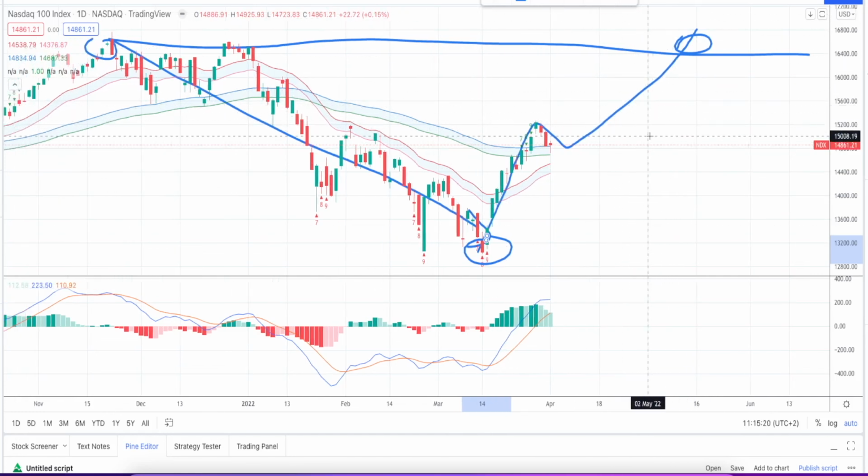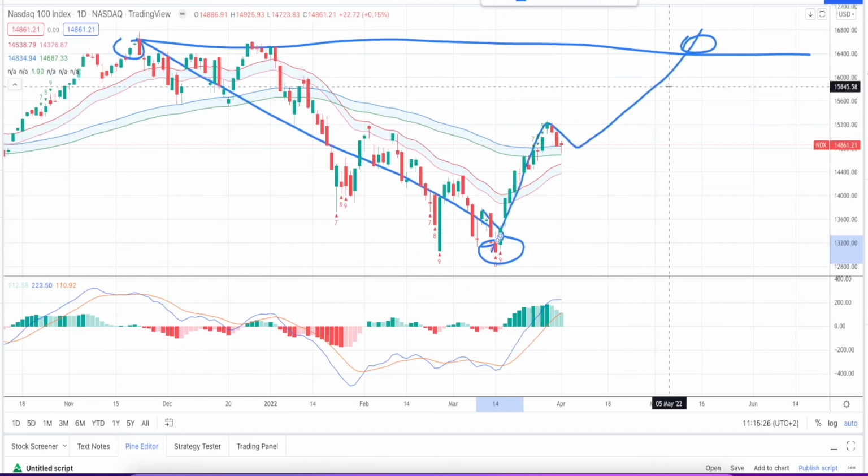Both ways are possible. I have to say again, currently there is no clear idea which way has higher probability, but that doesn't matter. That doesn't influence our trading decisions.